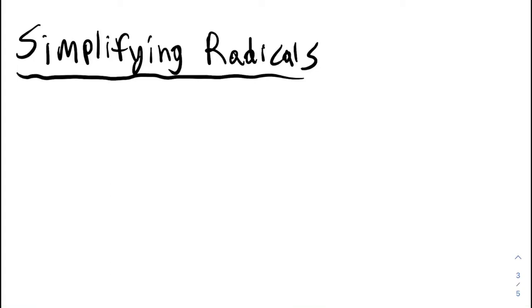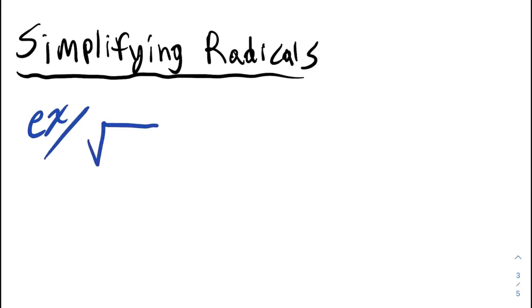Alright, so now we will be simplifying algebraic radicals, radicals that contain variables. Now to start off, let's start off with a simple one. The simple one is, for instance, the square root of t to the sixth power? T to the sixth power.